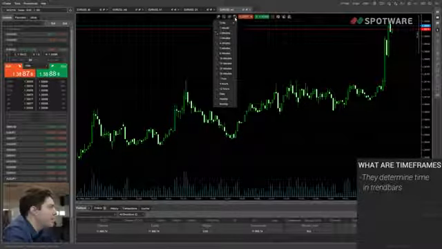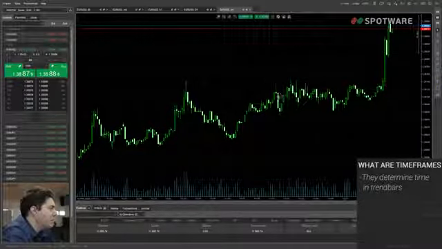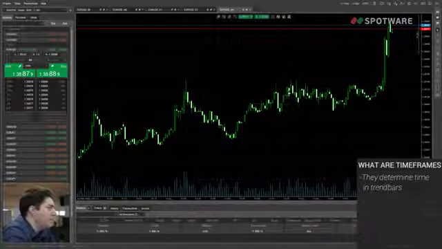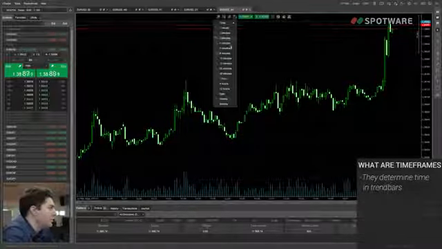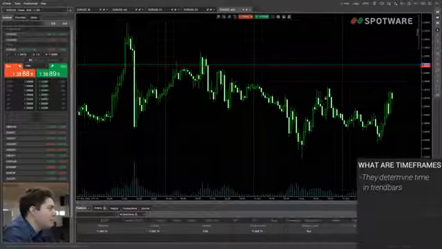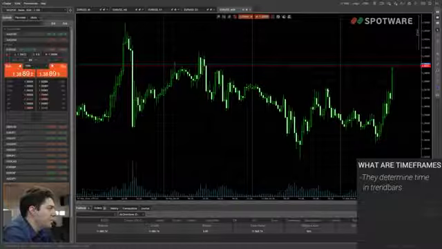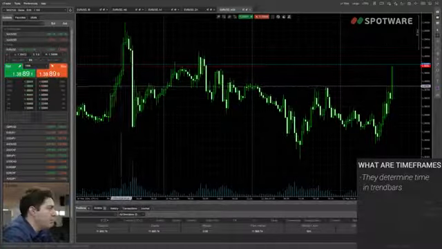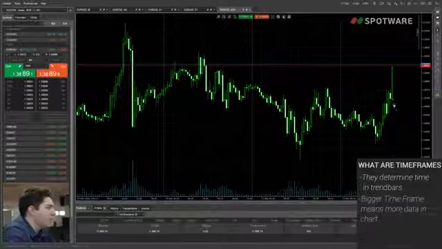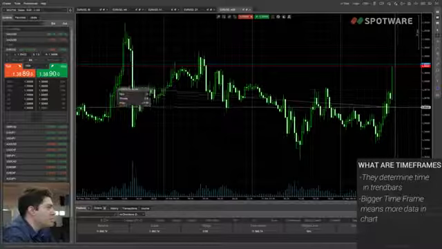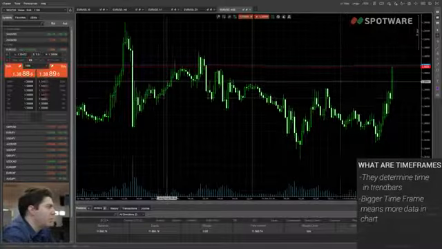If we select 1 minute time frame, then each one of these trend bars is going to represent 1 minute of data. If we change that to 30 minutes, then each one of these bars represents 30 minutes. That means that the whole chart that we're seeing here is a lot longer period than the previous one, because if every bar represents 30 minutes, it goes back some days. If it's just 1 minute, it goes back to a day. So that is what time frames are.